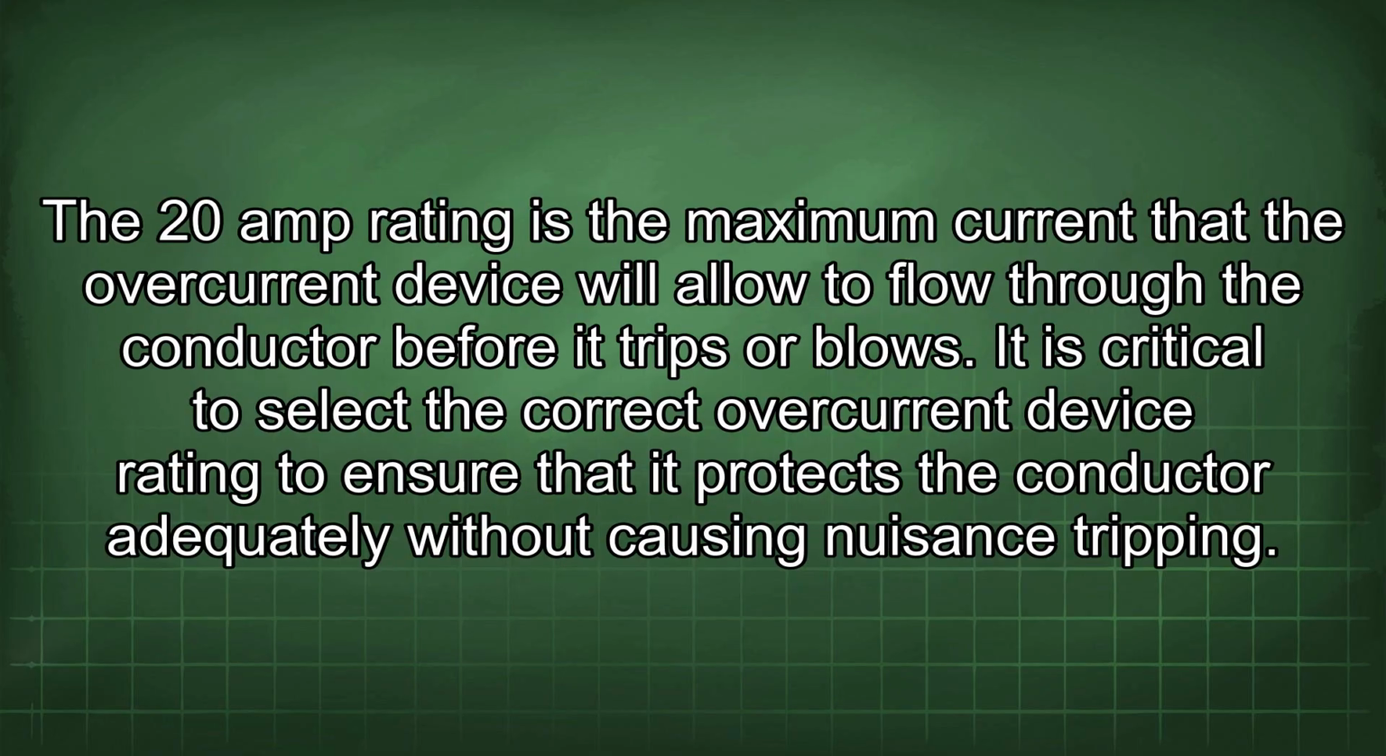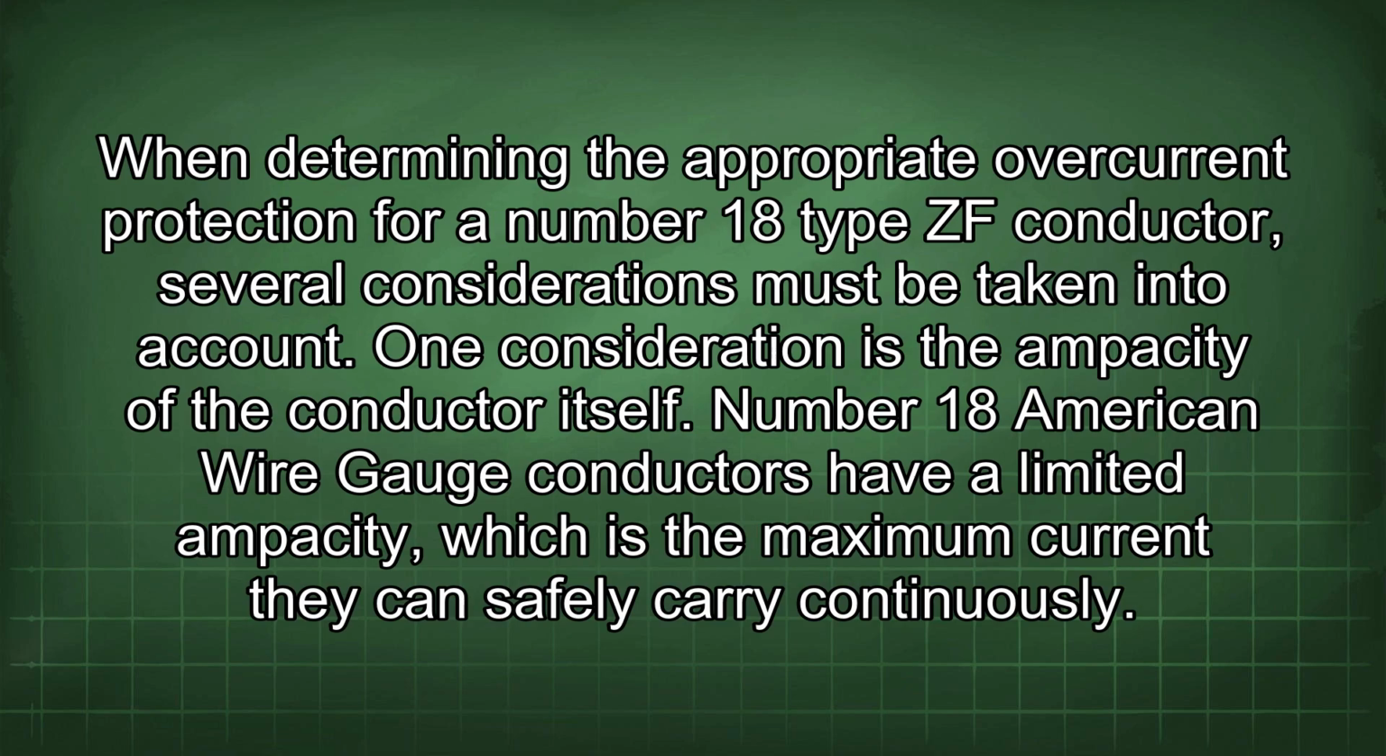The 20 amp rating is the maximum current that the overcurrent device will allow to flow through the conductor before it trips or blows. It is critical to select the correct overcurrent device rating to ensure that it protects the conductor adequately without causing nuisance tripping. When determining the appropriate overcurrent protection for a number 18 Type CF conductor, several considerations must be taken into account. One consideration is the ampacity of the conductor itself.